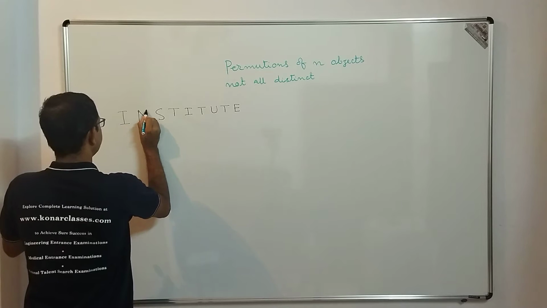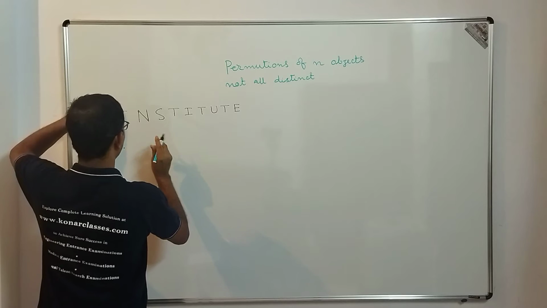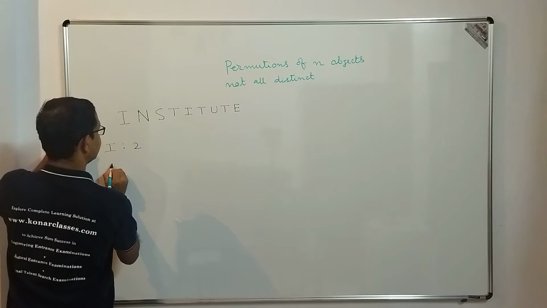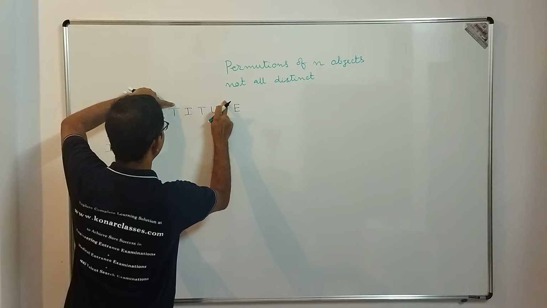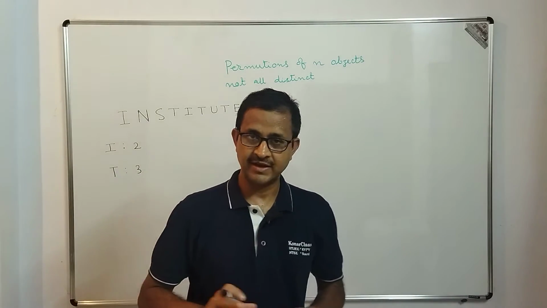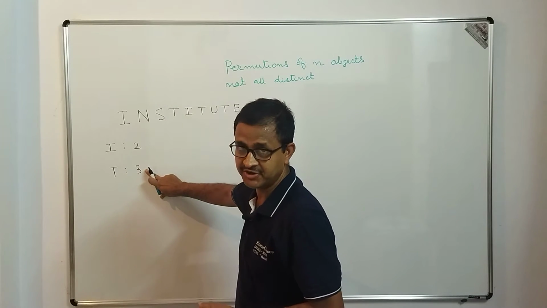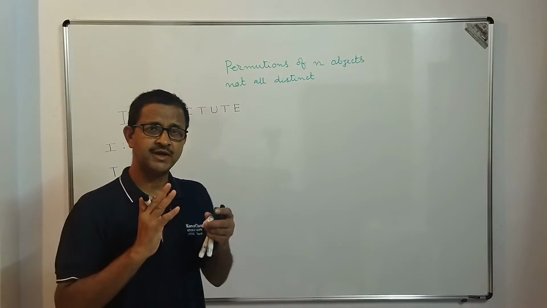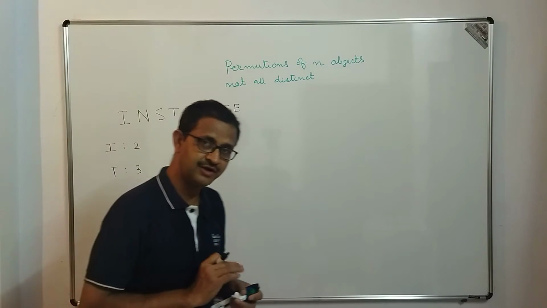So we see that the letter I comes 2 times, and the letter T comes 1, 2 and 3 times. Out of these 9 letters, I has appeared 2 times and T has appeared 3 times. The rest are all distinct. Now in how many ways can we make an arrangement by taking these 9 letters where not all are distinct?